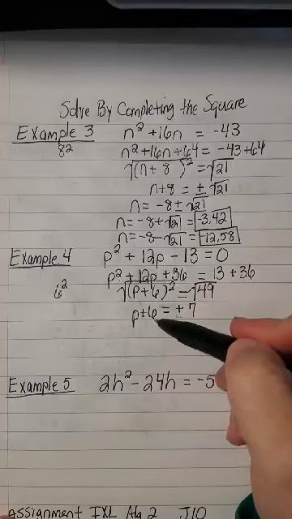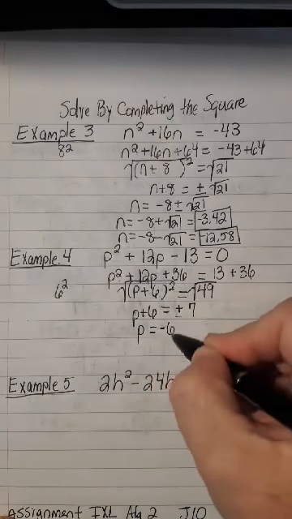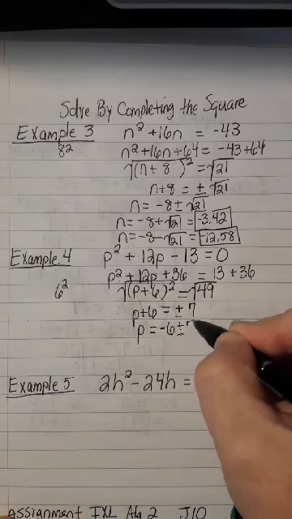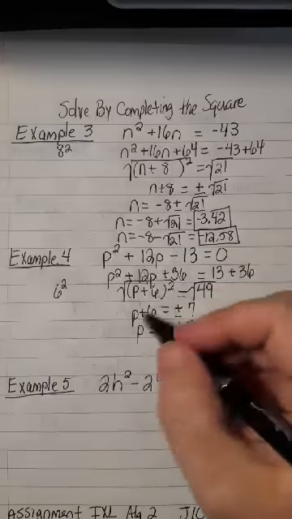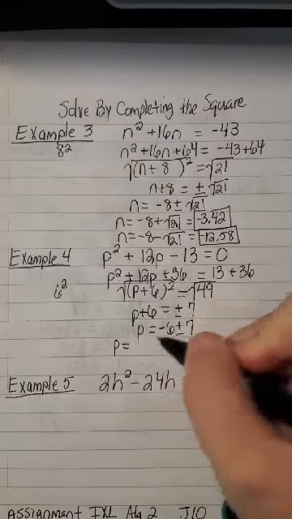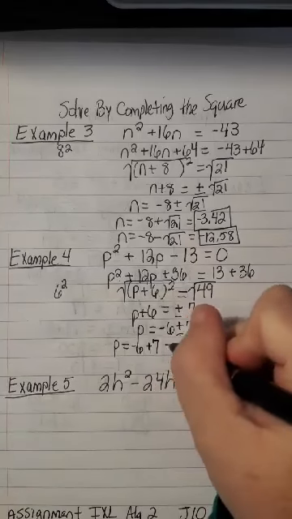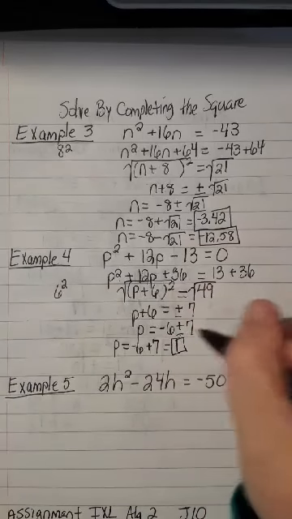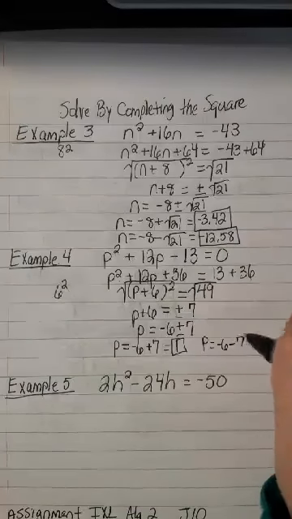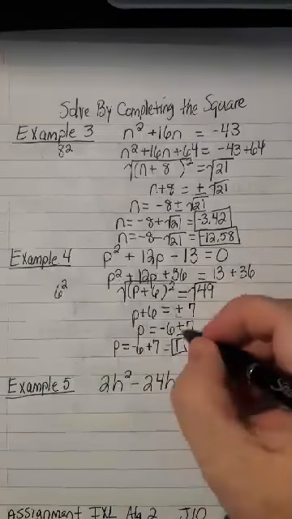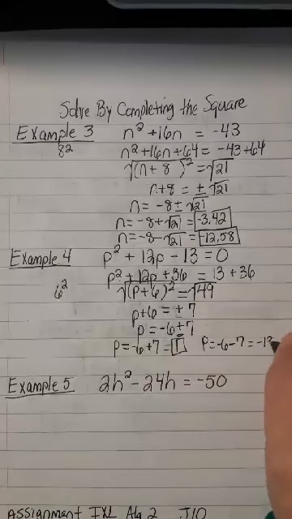Now you want to subtract your 6, and when you subtract that 6, that negative 6 goes in front of the plus or minus. And so now you get your two answers, and it's going to be negative 6 plus 7, and that is equal to positive 1. And then you do the same thing, negative 6, but you put minus 7, because remember, you've got to do the plus or minus. And that's going to equal negative 13.